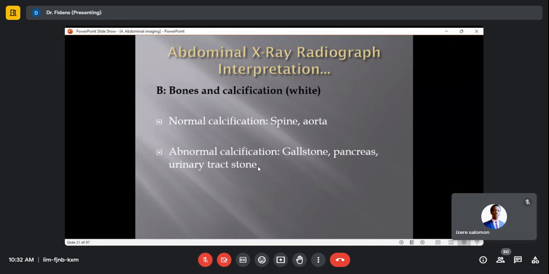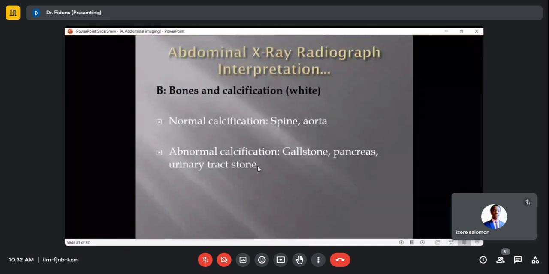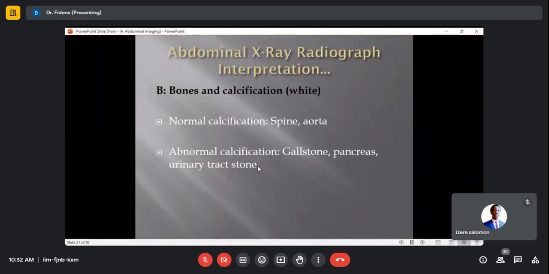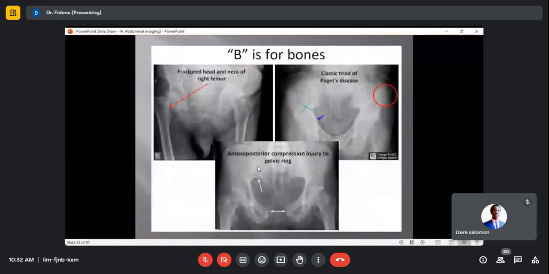Check the kidney. You remember, you can see the shadow of the kidney. Check the pathway of the ureters, if there is any calcification, and check also the bladder. You can see the shadow of the bladder. The bladder is located in the pelvis. So B is about bones and calcifications, and C is next. These are examples of what you have to check on B.